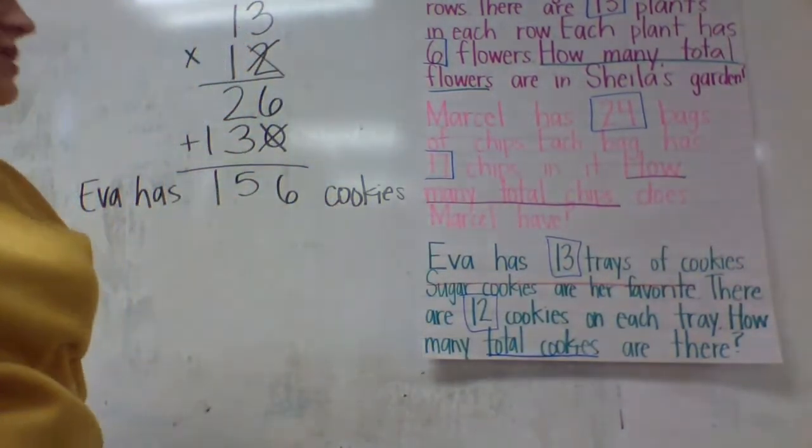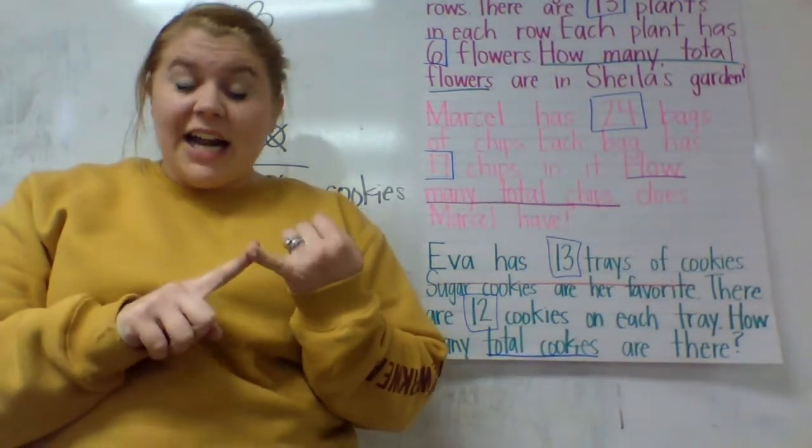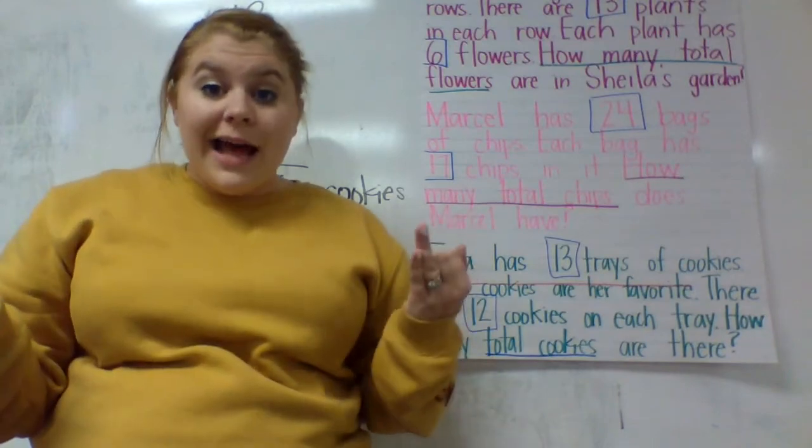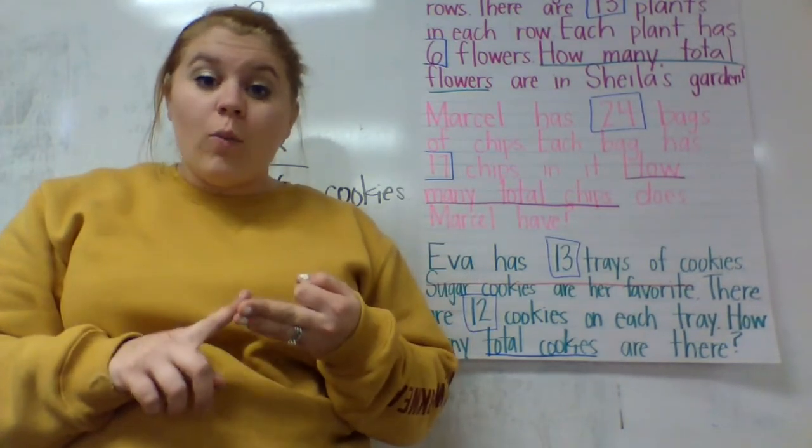So your 1 and your 2-step problems, you got to think, can I get rid of any of this? Is any of this junk that I don't need to know? What are they asking me to do, and how am I going to give them what they're asking?